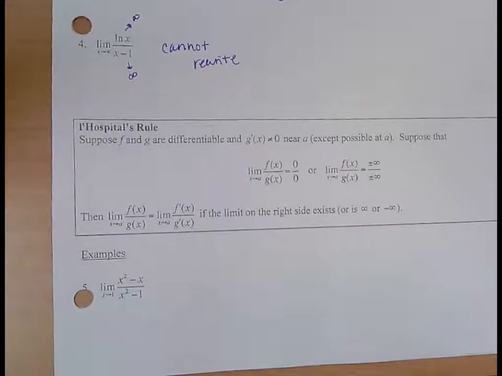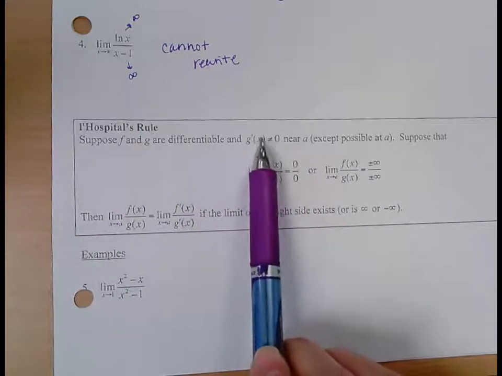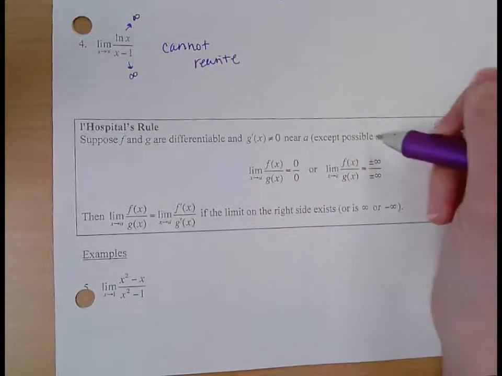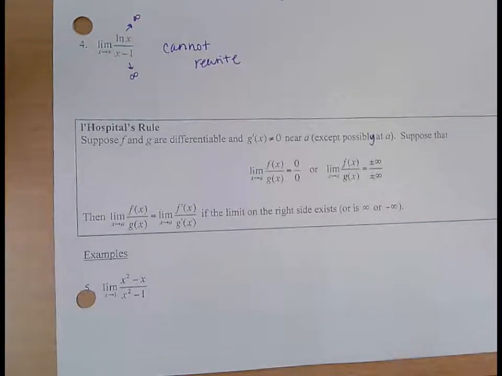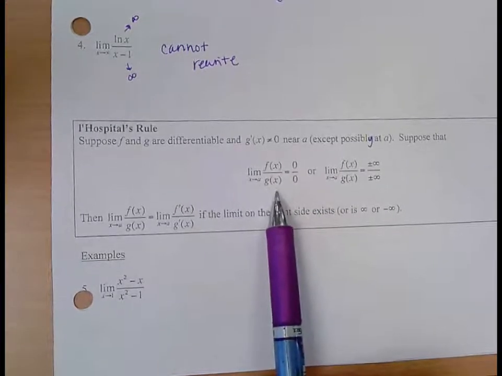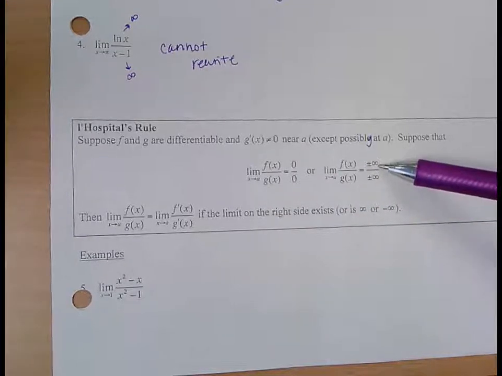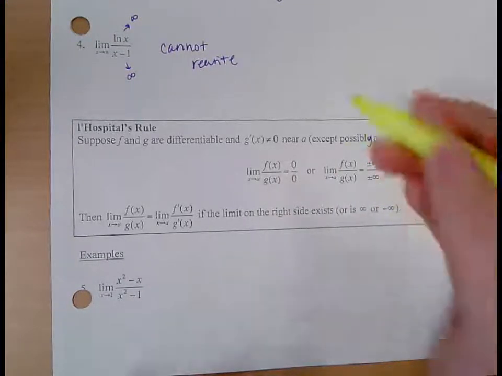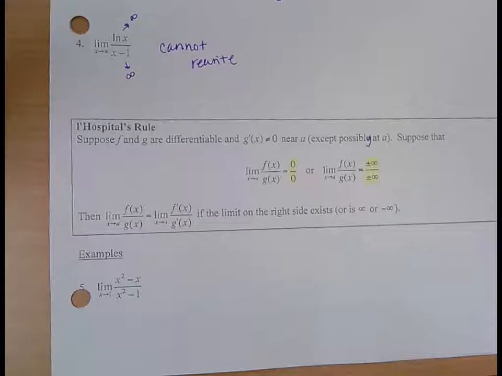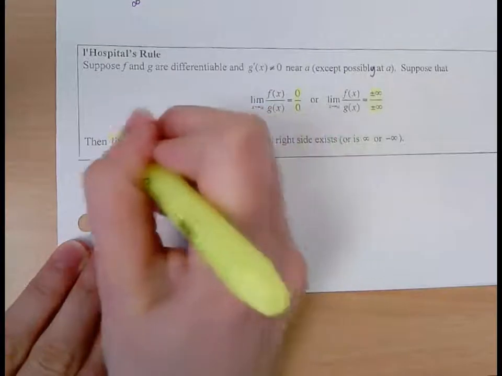You can only use L'Hopital's rule if, so it says, suppose f and g are differentiable, g prime of x is not equal to 0 near a except possibly at a. And then suppose that, if you have the limit as x approaches a of f of x over g of x, you get an indeterminate form of 0 over 0, or positive or negative infinity over positive or negative infinity. So it has to be an indeterminate form, one of these two types. Then you can apply L'Hopital's rule, which states, so this is the actual rule.